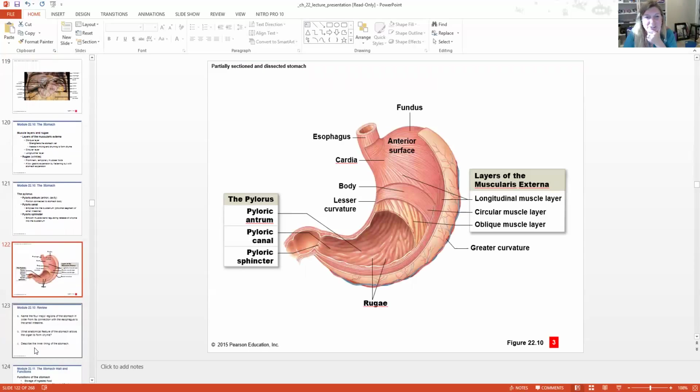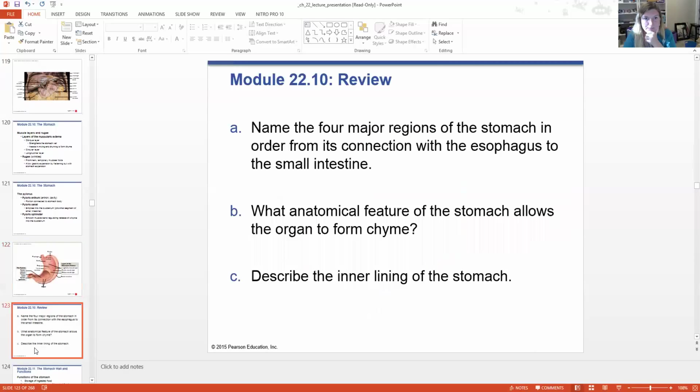So there you see the overall anatomy of the stomach, fundus, cardia, body, pylorus region where we have the antrum, canal, and sphincter. The rugae or the wrinkles, three muscular layers, the greater and lesser curvature. I'll stop the video here so that you can go back and review this section of the stomach, and our next video will pick up with the stomach because there's a lot to it.